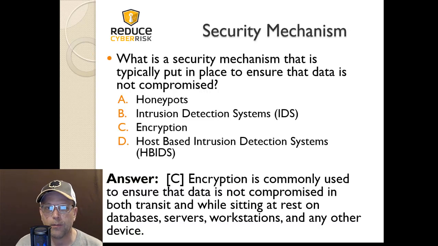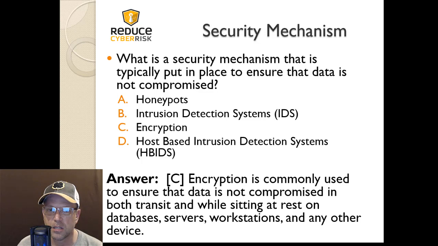So, as we're talking about the questions, what is a security mechanism that is typically put in place to ensure that data is not compromised? Okay, so what do we do on this? And this is a security mechanism, so what should you do? Well, A is a honeypot. B, intrusion detection system, otherwise known as IDSs. C, encryption. Or D, host-based intrusion detection system, or HIDS. Those are the 4 different options: honeypots, intrusion detection, encryption, or host-based intrusion detection systems.